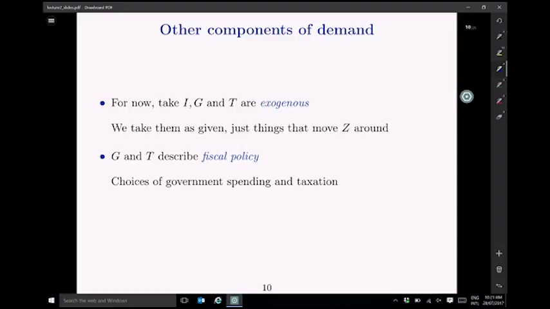Whereas endogenous means that this variable is determined within this particular model, like consumption in our case is endogenous. But for now, we assume the rest, investment, government spending, and taxes, are exogenous. As I said, government spending and taxes are described by the fiscal policy. We'll talk a little bit more about that in probably 10 minutes.